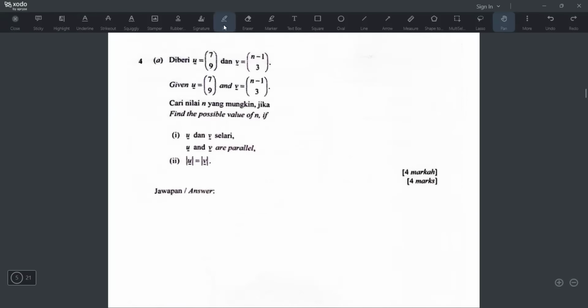Number 4, this one is vector. So from Form 4 chapter 8, I think. Yeah, 7 is coordinate, 8 is vector. Yep. Given vector u is (7, 9). Okay, immediately I know this is under coordinate vector.